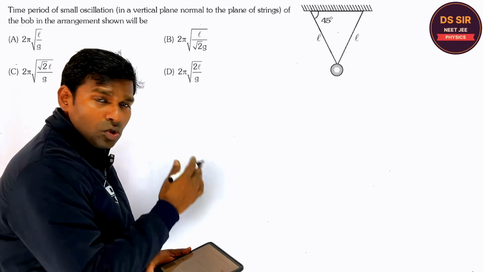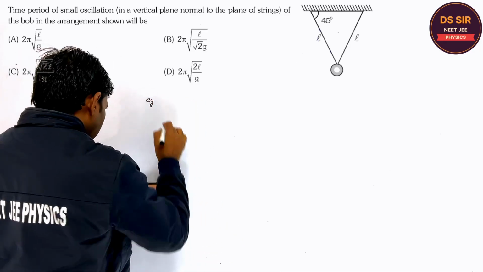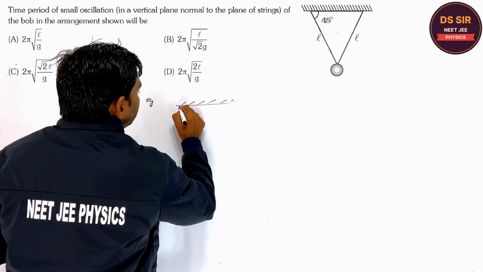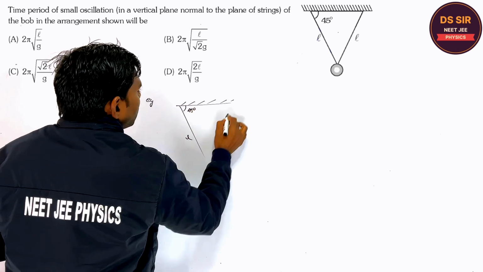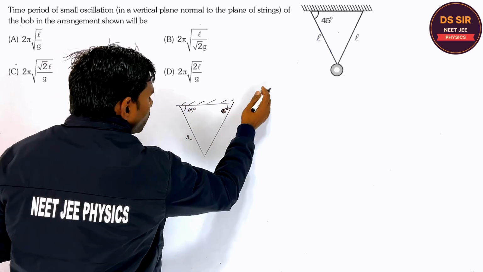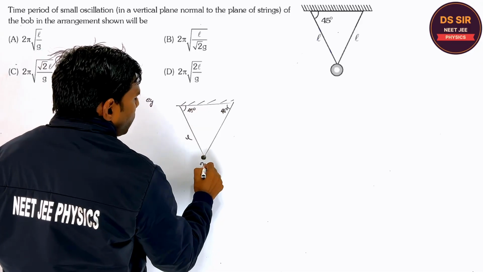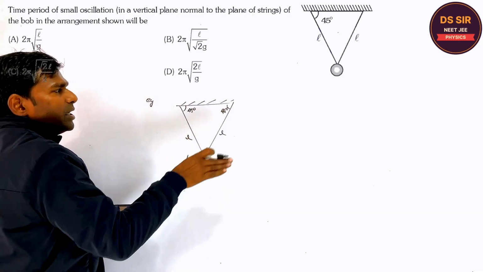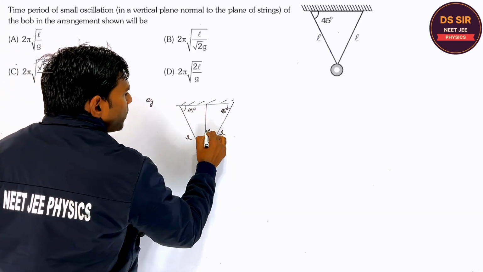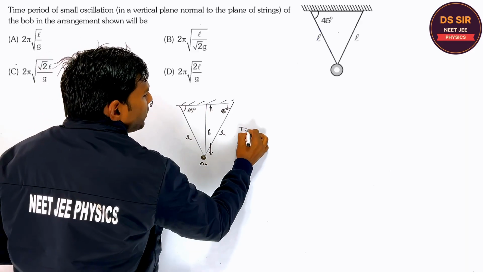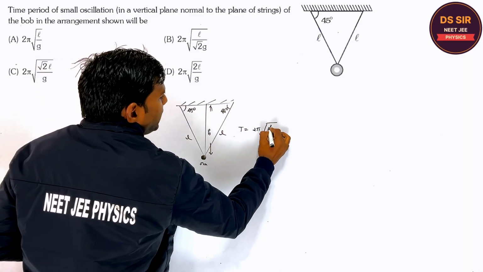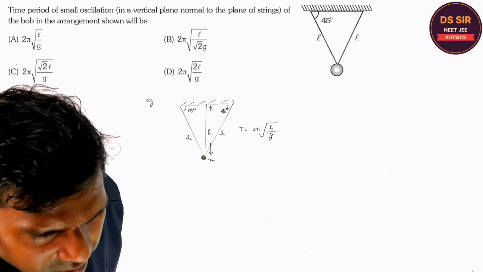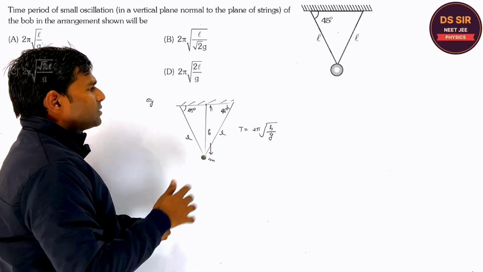Copy this. So read this question. In this question, the time period of small oscillation of the bob in this arrangement is asked. What is the arrangement? Suppose this is the length L, and this angle is 45 and this angle is also 45, although it is not shown in the figure, right? And this is the bob, length L. Now this bob is displaced a little bit and it is oscillating like this. So what is the effective length for this? The time period will be equal to 2 pi root of the effective length from the point of suspension of this bob M over g. So you just have to find the effective length. Tell me how this system is.